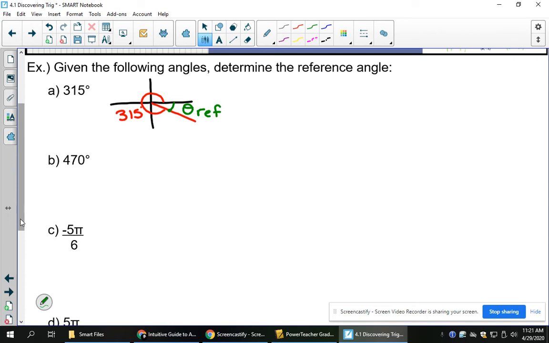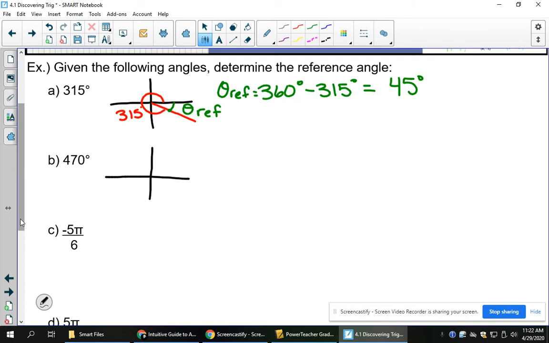Now, using some of your common knowledge about circles, you should be able to find that green angle with a simple subtraction. If I know that a full circle is 360 degrees and the red part is 315, by taking a full circle and subtracting the 315, I should get my reference angle. So for this one, my reference angle is 45 degrees, which sounds about right because it's acute, it's less than 90 degrees. And remember, your reference angles should always be positive numbers.